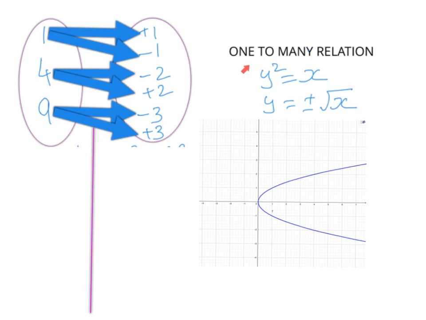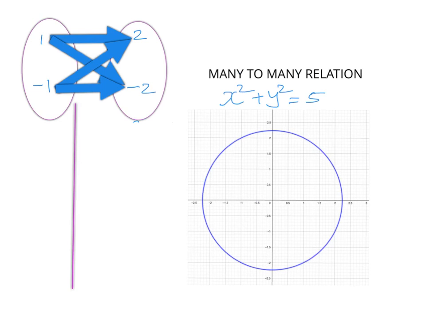Now let's look at the vertical line test for the one-to-many relation that we have seen, y equals plus or minus square root of x. This is the graph of y squared equals x. When I do the vertical line test here, we can see the vertical line intersects the graph at two distinct points. Therefore, this relation is not a function. The vertical line test fails. The last relation is the many-to-many relation, x squared plus y squared equals 5. This is a circle, so I have drawn the circle here in the graph. If I apply the vertical line test, the vertical line intersects the circle at more than one point, at two points. Therefore, this circle is not a function.